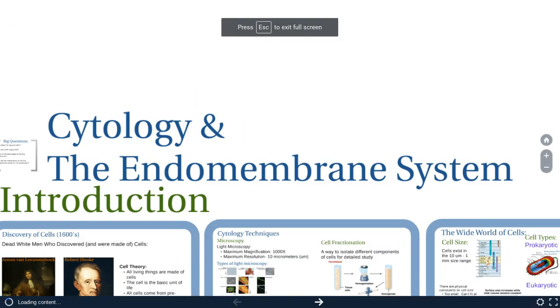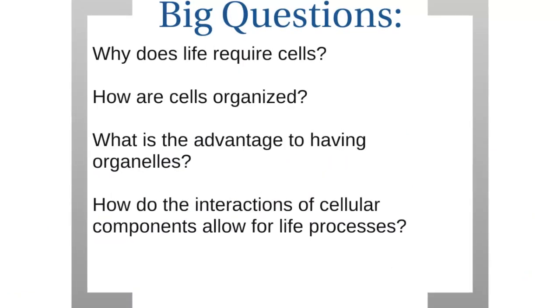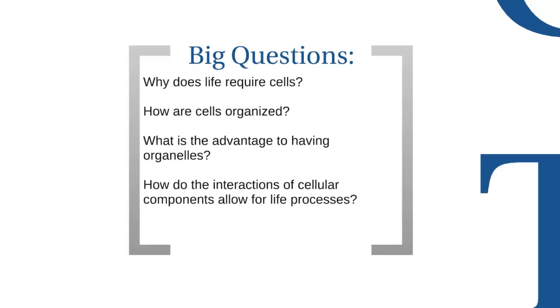Here we go. So when we're looking at cytology in the endomembrane system, we are basically going to try to answer the following question. Why does life require cells? So what's the whole point of them? How are they organized, and what is the advantage of having organelles? And how do the interactions of cellular components allow for life processes? This is sort of a tour of the cell part one. You can kind of think of it that way.